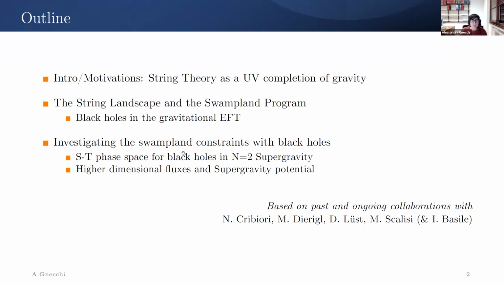And I will leave for the second part of the talk a more technical part where I can tell you a little bit more in detail part of my recent work that I did while I was at the Max Planck Institute in Munich with a group of Dieter Lust and Nicola Cribiori, Marcus Di Rigle, and Marco Scalisi. And I'm still working with them and with Ivano Basile.